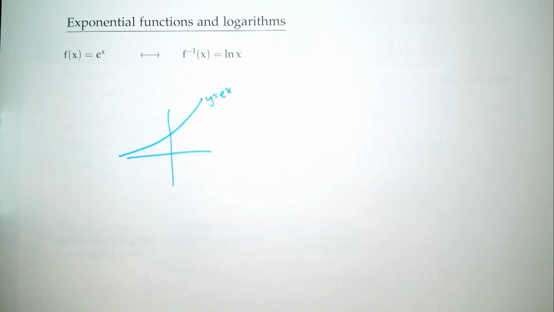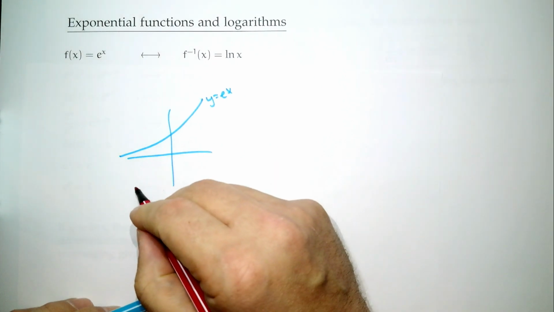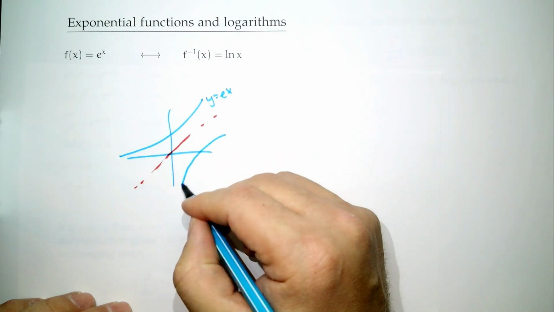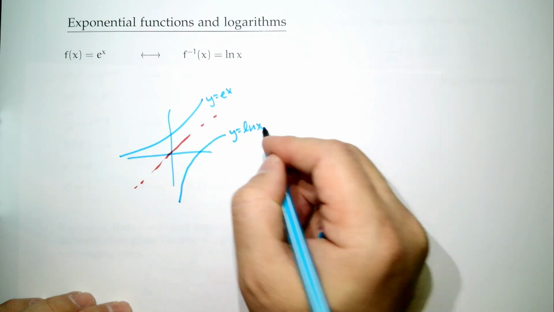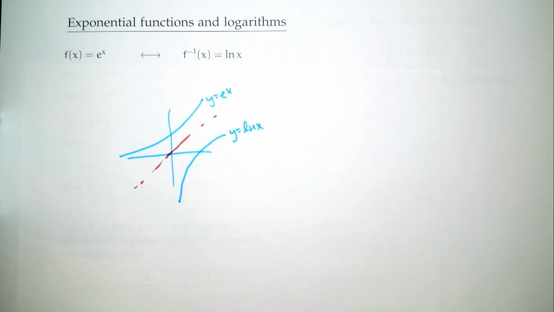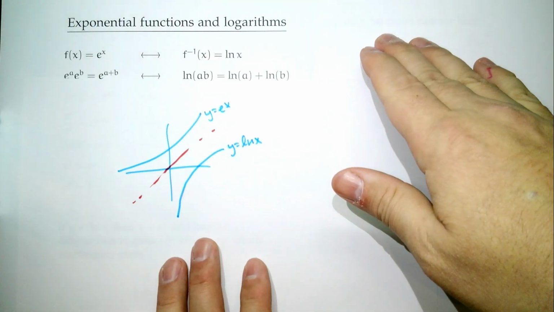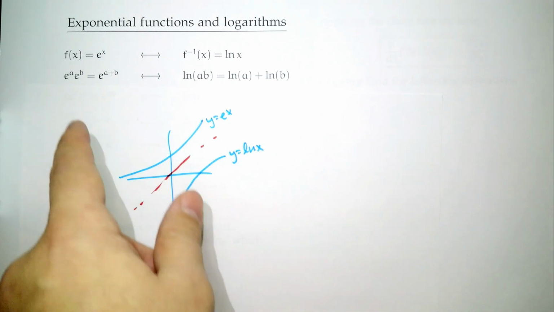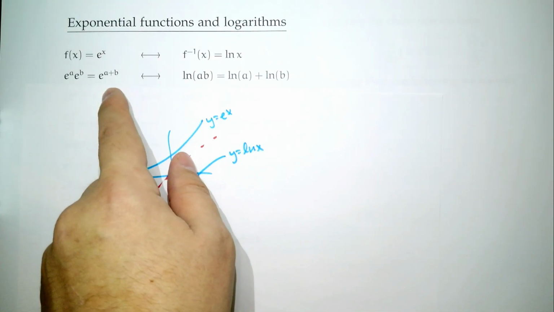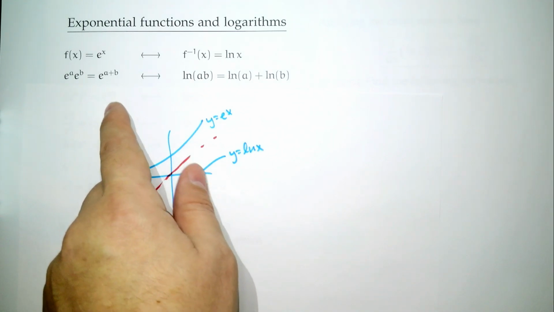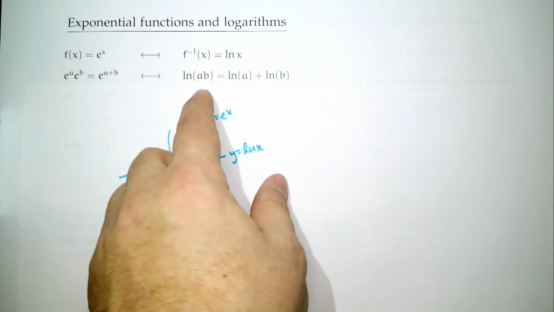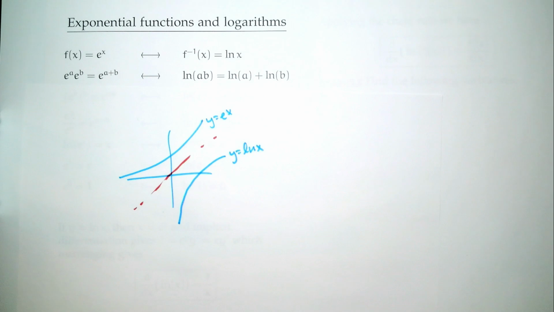Well, if you then were to flip it across the line y equals x, you'll get the function that looks like that. This is the log function, log x. So these are inverse functions of each other, which means that there's lots of wonderful properties that connect them together. As an example, when you multiply two things that are in the exponent, e to the a times e to the b, you add the exponents together. That's e to the a plus b. This translates into logarithms as log of a times b is log of a plus log of b.